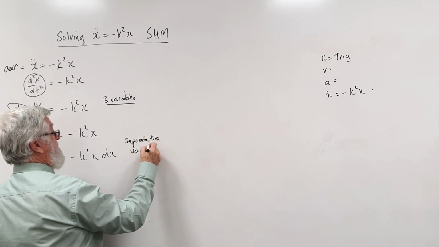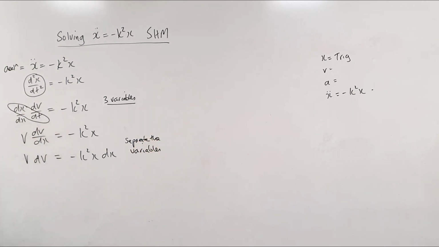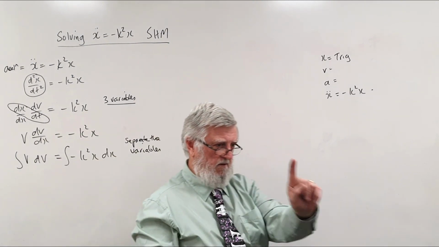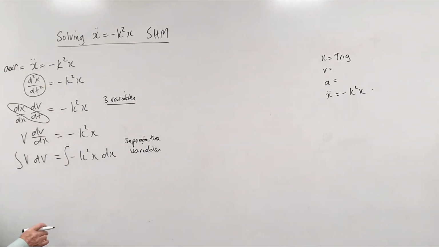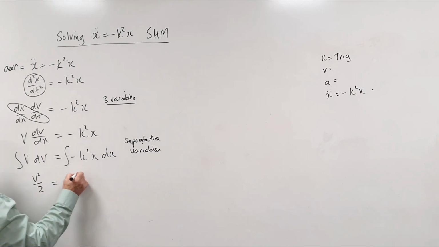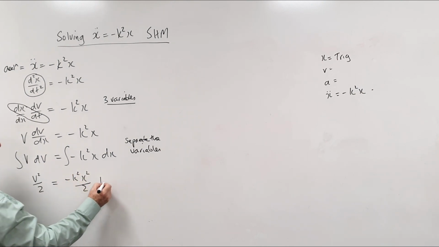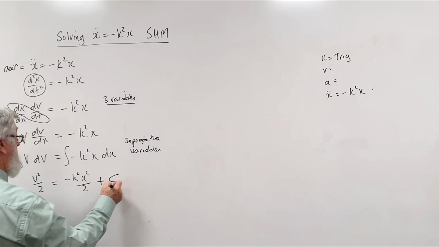Yeah, I'm going to write it. The video becomes too long now. What do I do next? Integral. So we take it from the second derivative back to the first derivative. So the first time, we separate the variables. Now, tell me what to write. V squared on 2 equals negative k squared x squared on 2. Good. Plus C. Plus C.